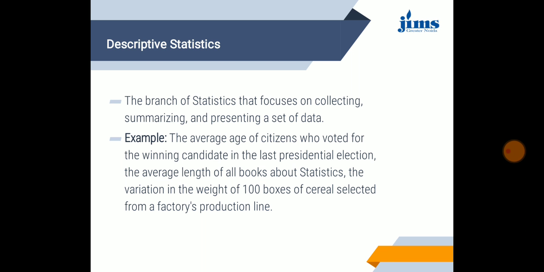For example, the average age of citizens who voted for the winning candidate in the last presidential election. If we talk about what is the average age, suppose the average age comes out to be between 30 to 35. That means we need to encourage voters in the age group of 18 to 30, and we also need to encourage the voters in the age group of, let's say, 35 to 50, so that they will come out in numbers in order to participate in the electoral process.